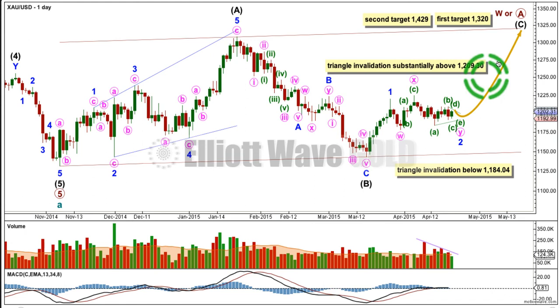The bull count expects a 5-wave structure up at intermediate degree. The targets remain the same. The first target is where it will reach equality in length with this upward wave. The second target is where it will reach 1.618 the length of this upward wave.